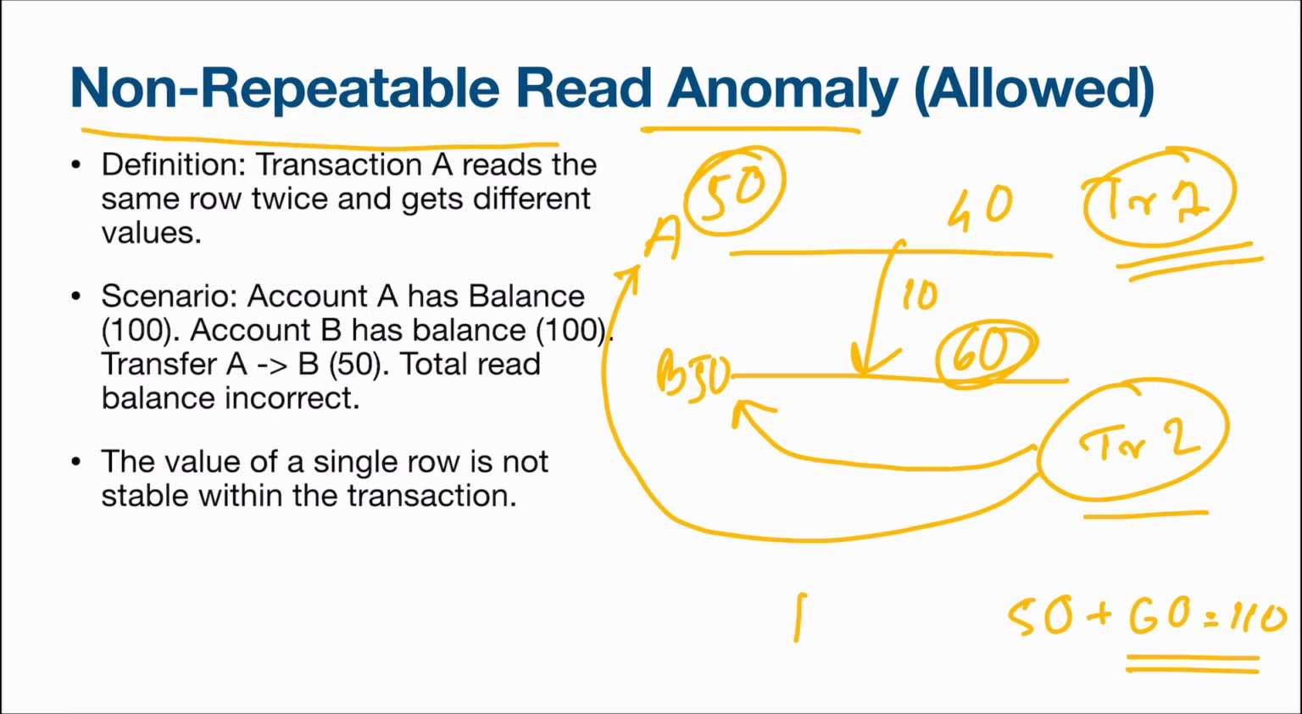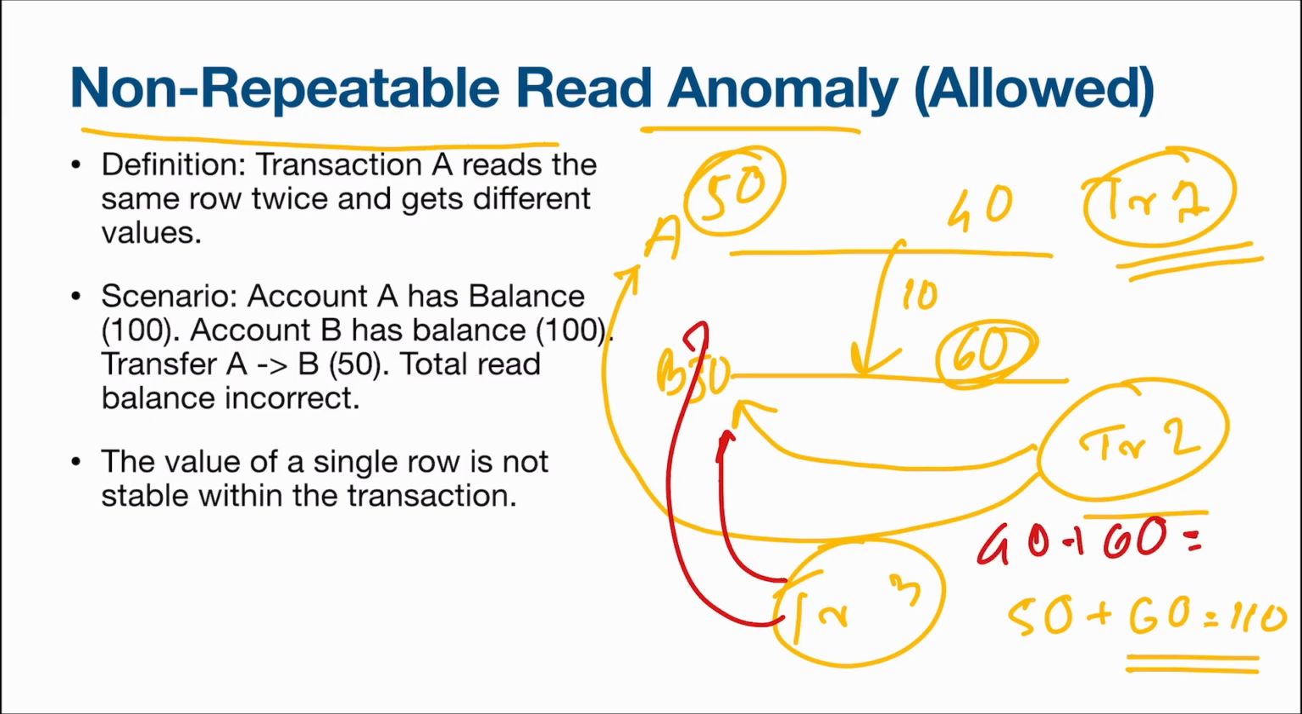If there is another transaction 3, which tries to read the values of A and B again, it will read both 40 and 60, and the sum would be 100 again. But because transaction 2 only reads the committed values of both A and B, this kind of anomaly is allowed under read committed isolation.